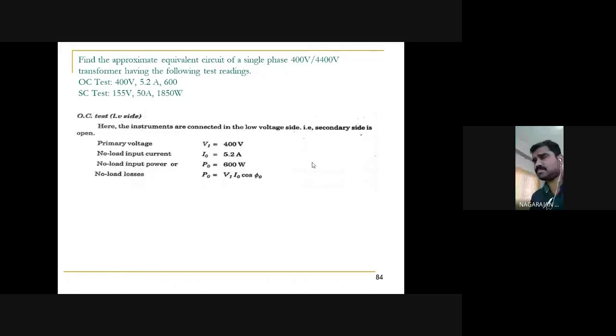After giving any problem, the first step you have to do is to write the given data. So we'll go one by one. The open circuit test result is given as this. Primary voltage is 400 volts. No load input current is 5.2 amperes and input power is 600 watts. The entire input is assumed to be core loss. I'll just put the slides and you check it.